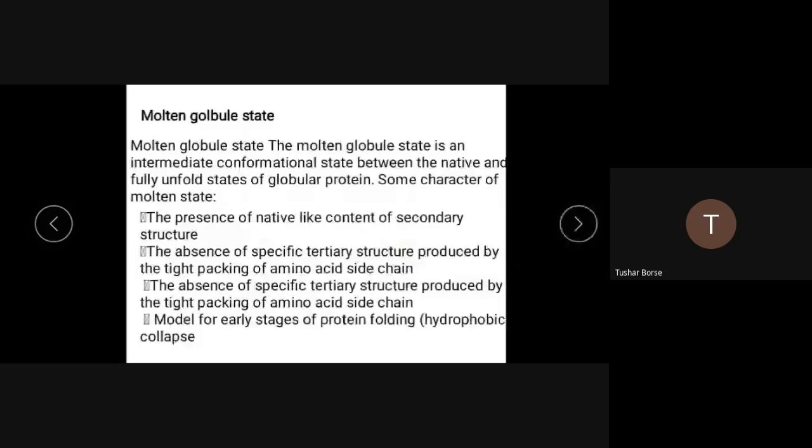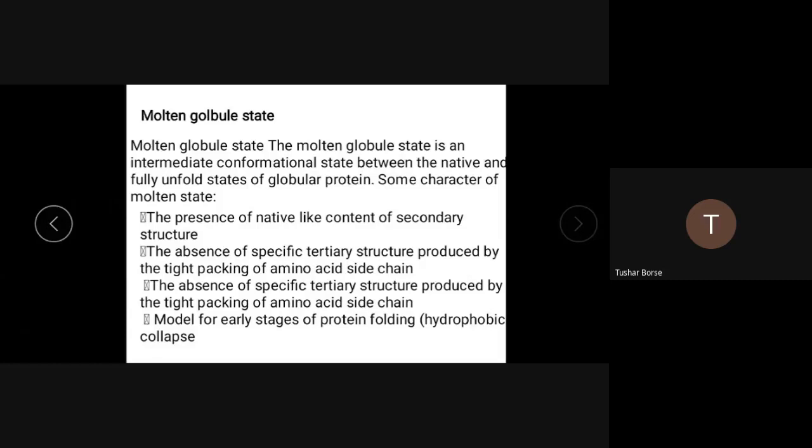Next, molten globule, between the native and fully unfolded states of globular protein. Some characteristics of the molten globule are the presence of native-like content of secondary structure and the absence of specific tertiary structure produced by a tight packing of amino acid side chains. It is a model for the early stage of protein folding, that is nothing but hydrophobic collapse.